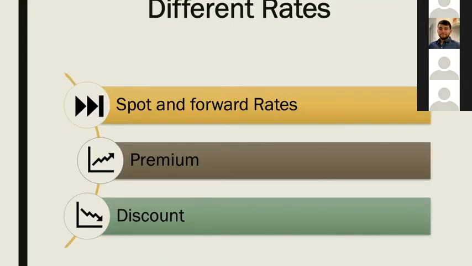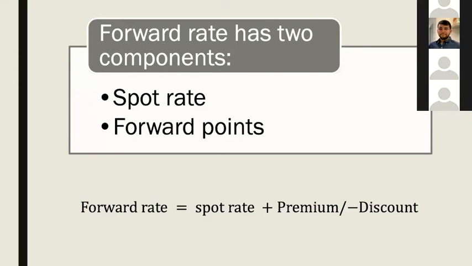Different rates: spot and forward rates, premium and discount. Yeah, so here, classification of exchange rates under spot and forward. Premium and discount is another classification. Forward rate has two components: spot rate and forward points. Forward rate is equal to spot rate plus premium or minus discount.